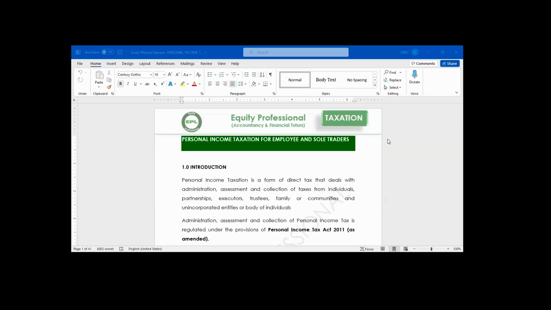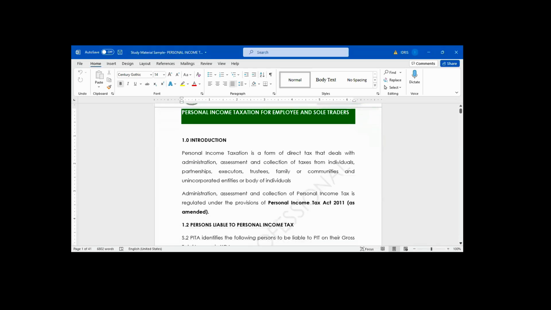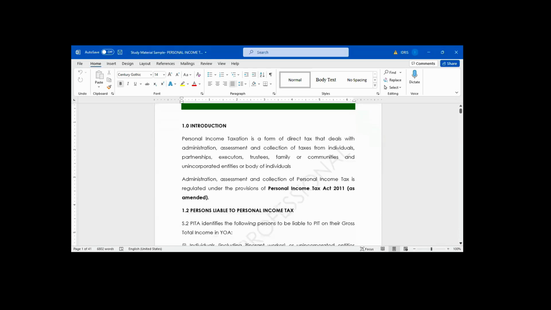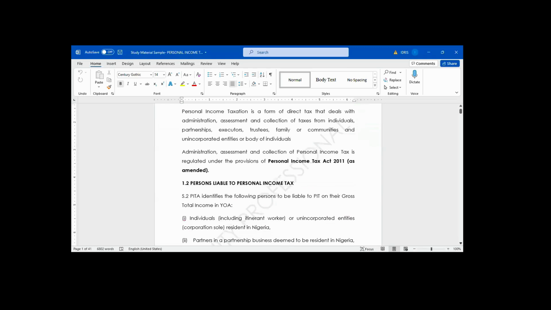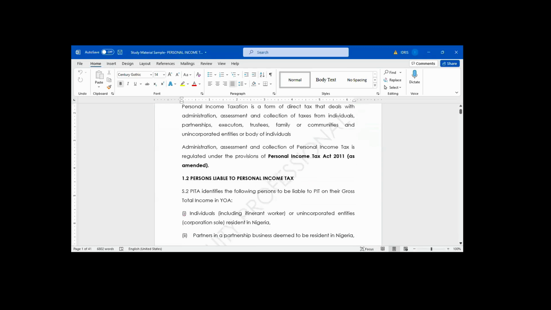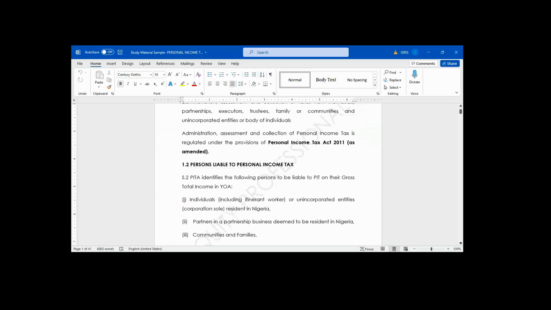We know that personal income tax is a tax imposed on income derived by employees, sole traders, partnerships, and trustees. But in this topic, we basically look at how we compute personal income tax for employees and sole traders. So who are the individuals? Who are the persons liable to personal income tax?